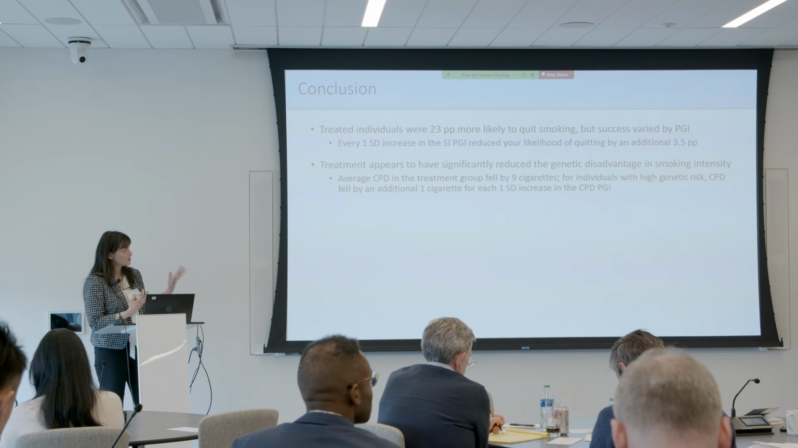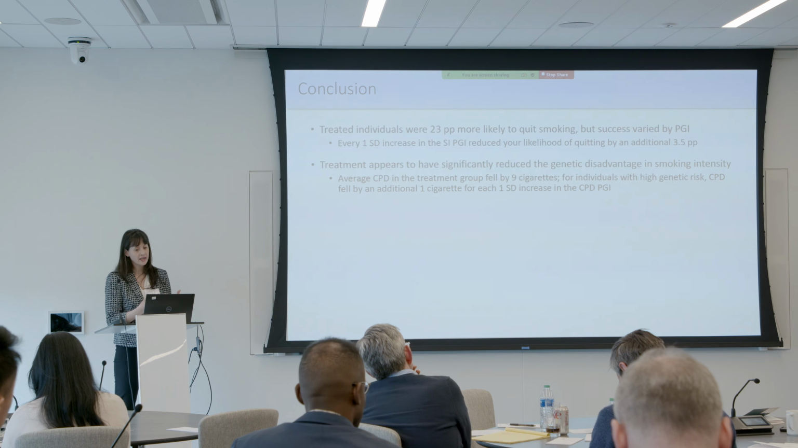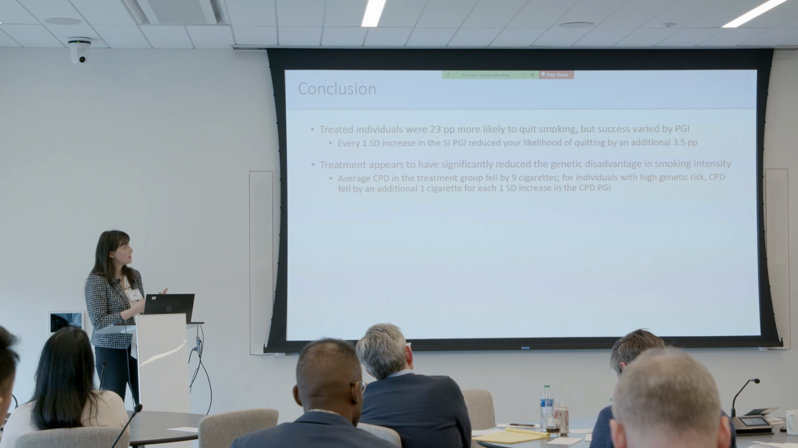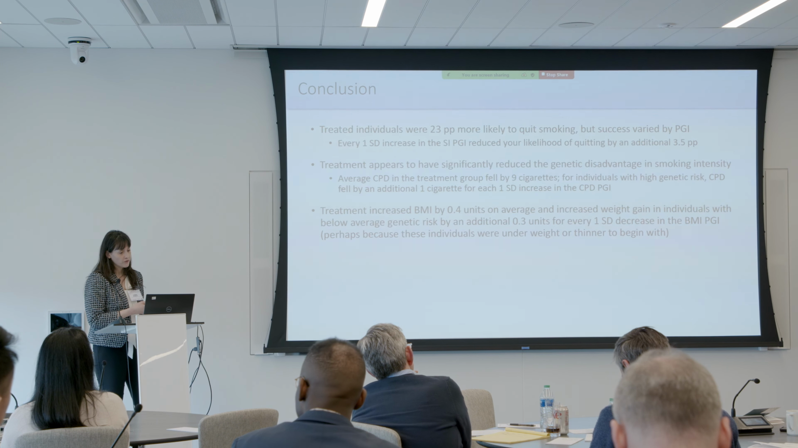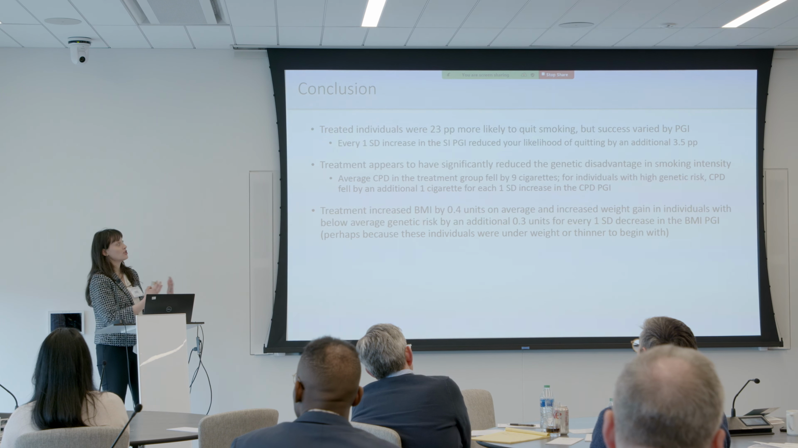In smoking intensity, average CPD in the treatment group fell by about 9 cigarettes, but for individuals in the high genetic risk category, CPD fell by an additional 1 cigarette for each 1 standard deviation increase in the CPD score. For BMI, again, we found an overall increase of about 0.4 units and extra weight gain of about 0.3 BMI units from each 1 standard deviation decrease in the score.